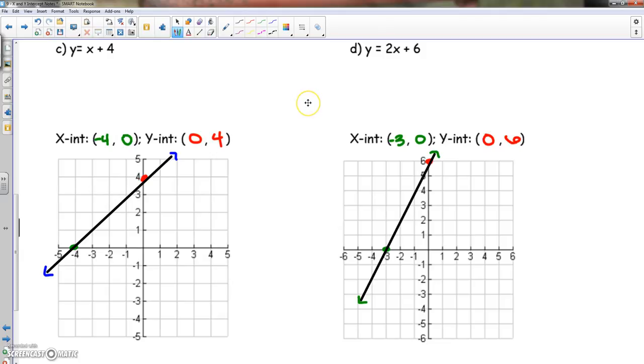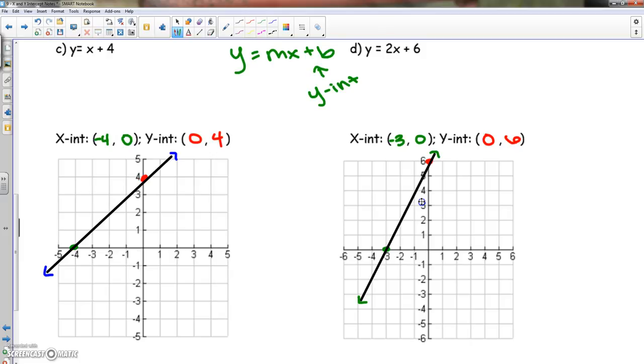These are slightly different than the ones that I did with you because these are in what format? y equals mx plus b. And we know b to be what? Our y-intercept. So I didn't have to solve technically by plugging in 0, because I know in this format, my y-intercept is my b, and that's the plus or minus after the x. So I didn't have to solve this one.